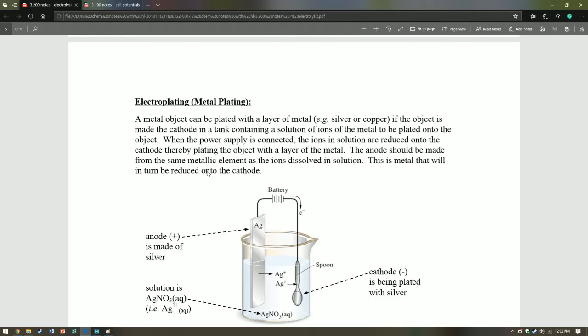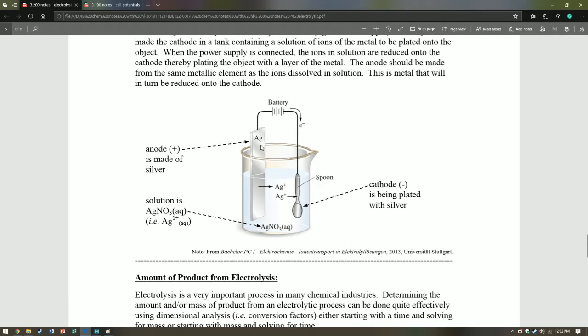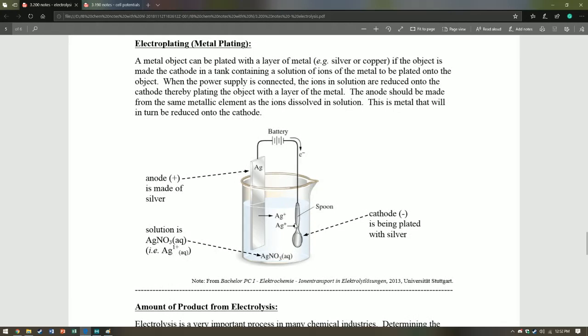is plating a layer of metal on an object. You basically undergo this setup here, where you have a silver electrode and a silver solution, which you want to electroplate with silver, and you put the object you want to plate as the cathode. And if you hook a battery up, it'll undergo electrolysis. This here will oxidize to form aqueous silver, and the metal ions here will reduce on the surface to form a thin layer of metal on that object.